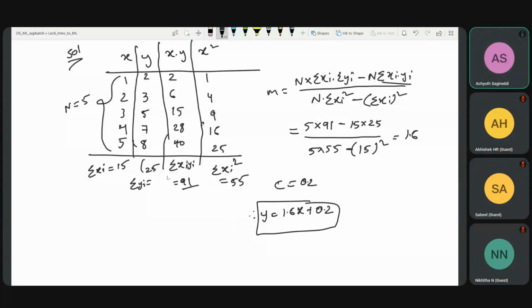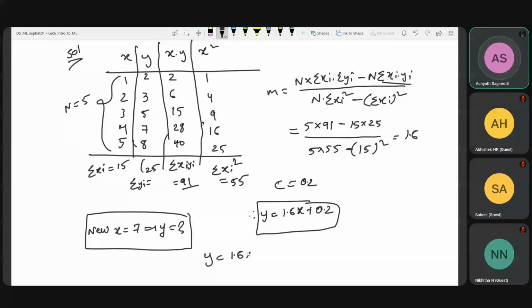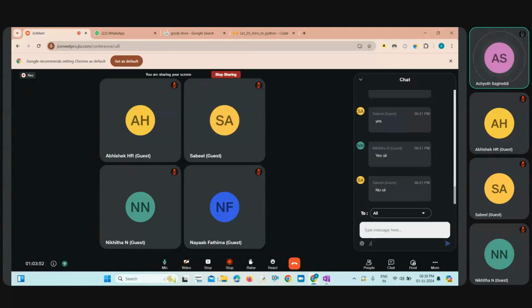Let's say, for example, I have a sixth example, x equals 7. What is the corresponding y? This is our goal in regression. Simply, we have to use this equation. So y equals 1.6 into 7 plus 0.2, it will give some value that corresponds to y. Understood? Yes or no? Clear, right? That is how to calculate m and c values.